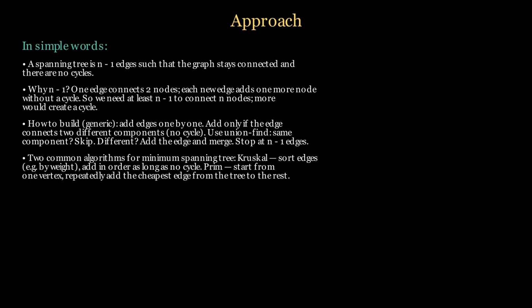Two common algorithms for minimum spanning tree are Kruskal: sort edges by weight and add in order as long as no cycle, and Prim: start from one vertex and repeatedly add the cheapest edge from the tree to the rest.